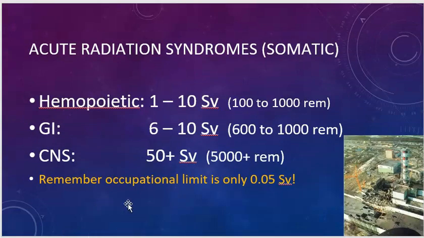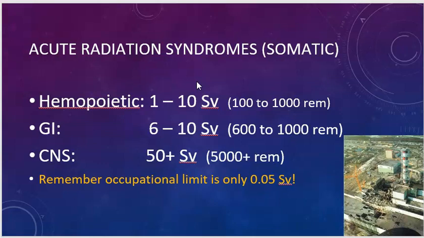Okay, so acute radiation syndromes, hemopoietic, and this would be like severe radiation exposure. 1 to 10 sieverts can result in depressed blood production. So your stem cells, your red blood cells, your blood precursor cells, those are going to be depressed at this level of radiation. And 1 sievert is 100 rem.